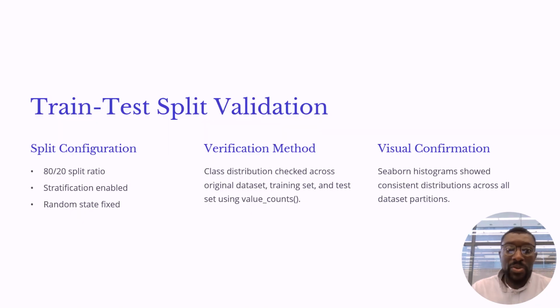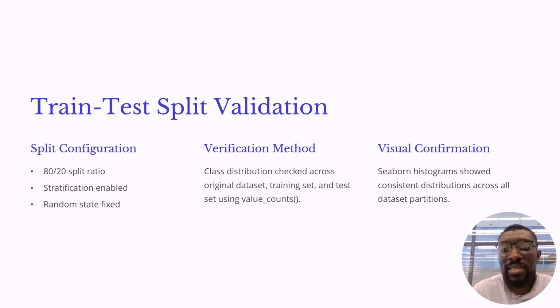So how are we going to do that? We're going to do a train-test split validation. After obtaining the data, we split it with an 80-20 split ratio. That's going to stratify the data into groups, and it's going to enable us to fix the random state of the data set.